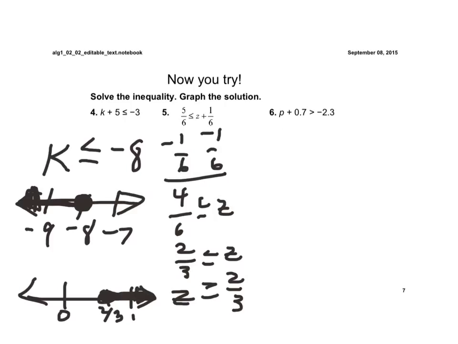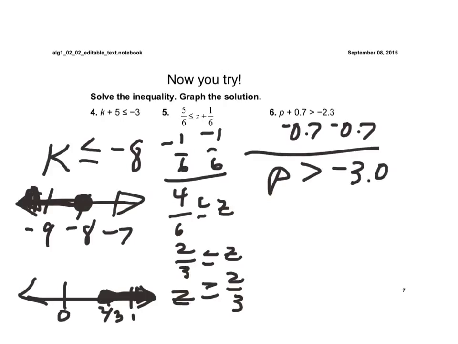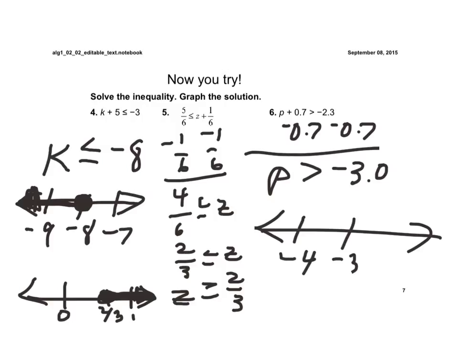And this last one, we'd add a negative 0.7 to each side. And since the signs are the same, we'd have p is greater than. Add those, it'd be a negative 3.0. And then we graph that. And again, we have negative 4, negative 3, negative 2. It'd be open and shaded to the right.